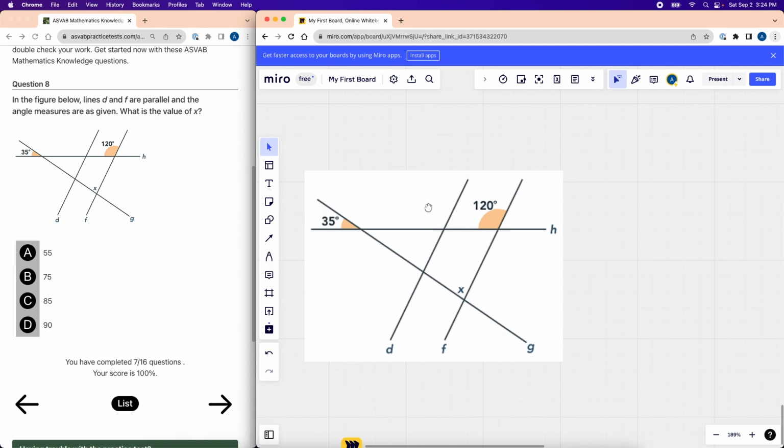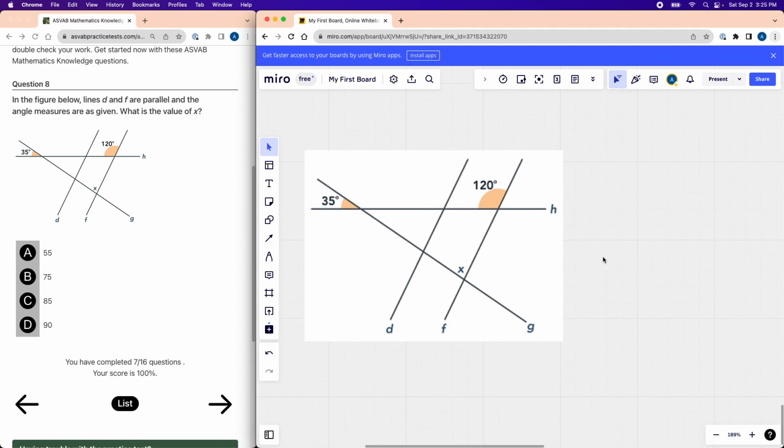All right, so hopefully you attempted that one on your own. Let's go ahead and solve this one together now. A key fact here is realizing that they are telling us that D and F are parallel. So if we know anything about parallel lines, we see that line H goes through both lines D and F, which means that all these corresponding angles will be the same. So if this angle here is 120, then this angle here is also going to be 120.